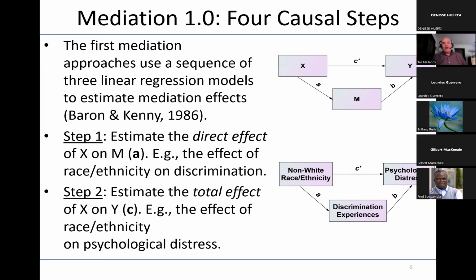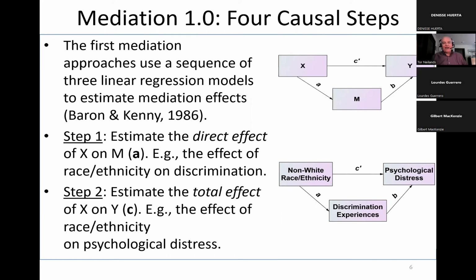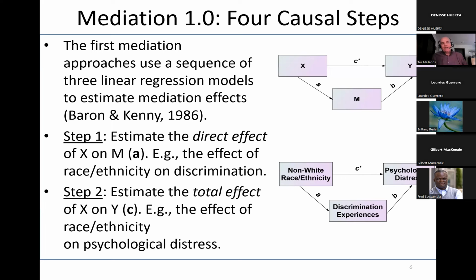So in step number one, you estimate the direct effect of X on M. So that's that A pathway. And in our little example, that would be the effect of race ethnicity on discrimination. So that's what's shown in the lower panel here of the two figures. And then step two, you estimate the total effect of X on Y. So that's that C pathway we saw earlier. So that's in a model where you just have psychological distress regressed onto non-white race ethnicity, but you don't have the mediator in the model yet.